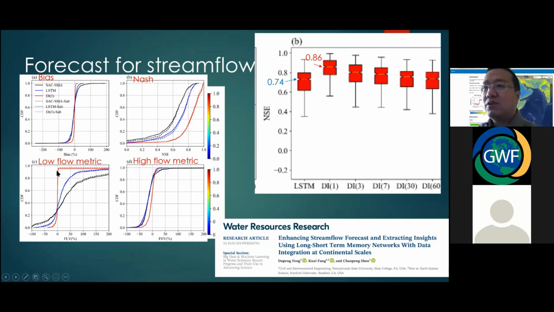This is very high, right? And you can look at other metrics such as low flow and high flow, and with data assimilation and LSTM, both of these are much better than what SAC-SMA was able to produce, for low flow and high flow. The impact is much stronger with the low flow metric.